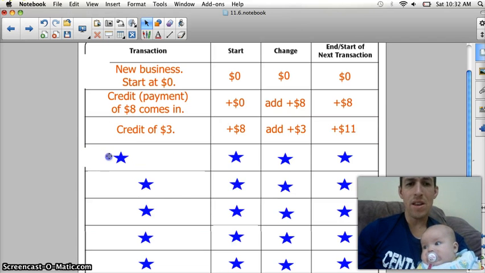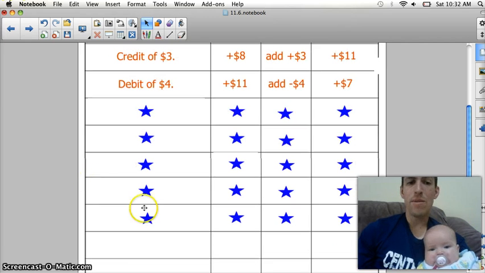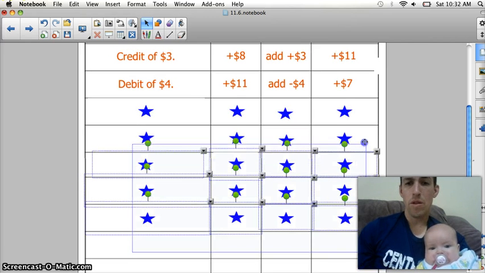And then we had a debit of 4. That's not good. Takes it away. 11 plus 4, or plus a negative 4. Because we're just doing what they're telling us. Negative 4, that takes it away, and it gives us 7. And then we'll keep going in class tomorrow.